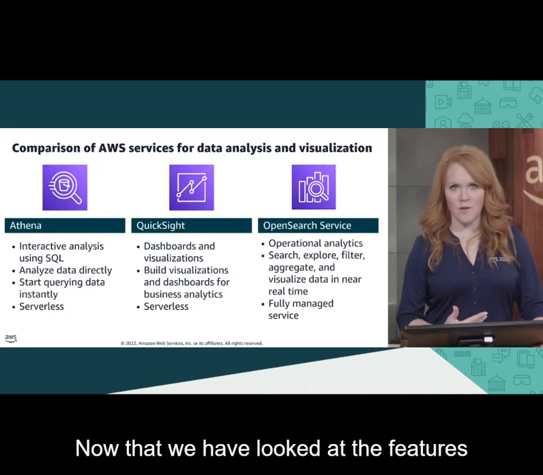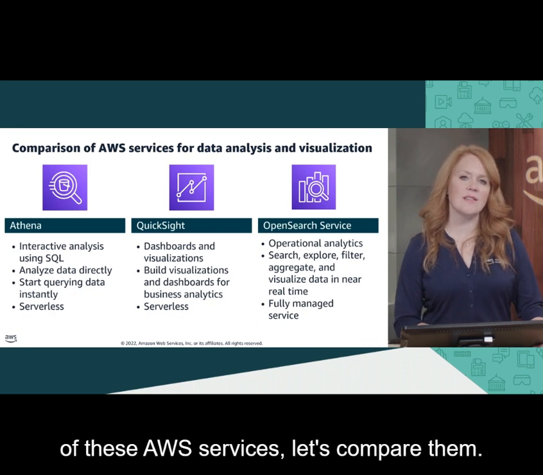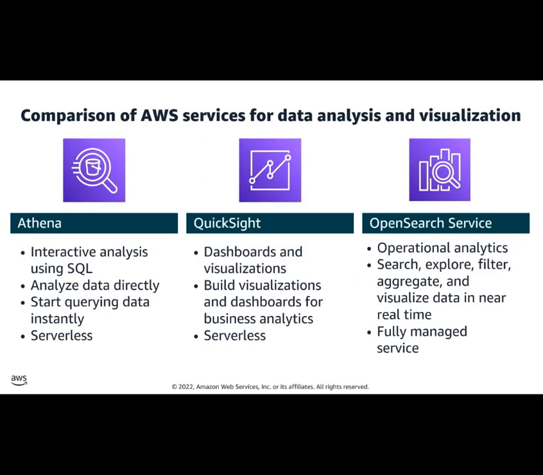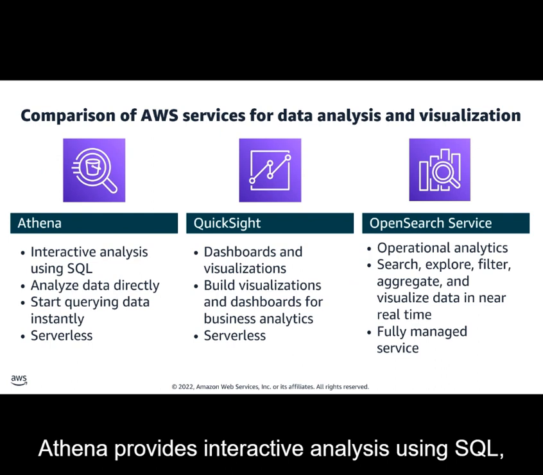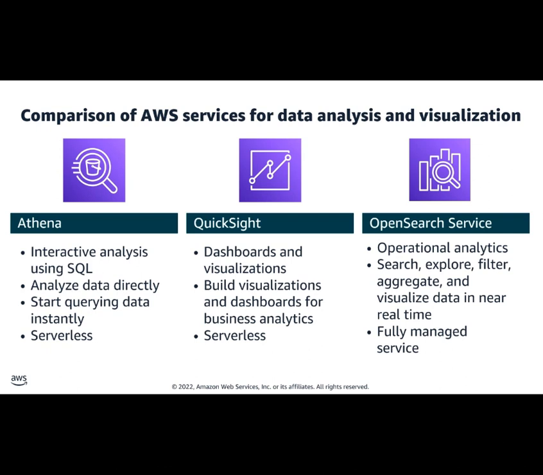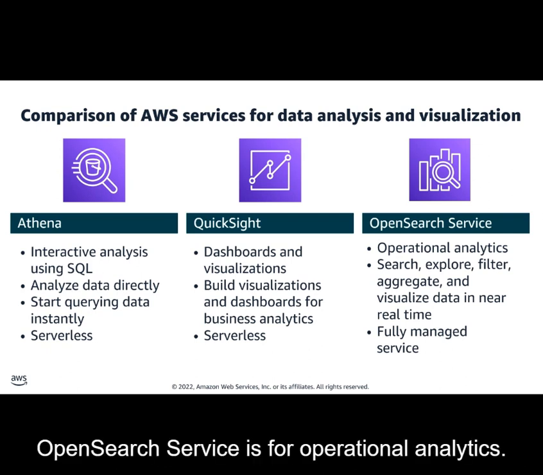Now that we have looked at the features of these AWS services, let's compare them. This comparison can help you know which service to choose for your particular use case. Athena provides interactive analysis using SQL, while QuickSight is for dashboards and visualizations. OpenSearch Service is for operational analytics.